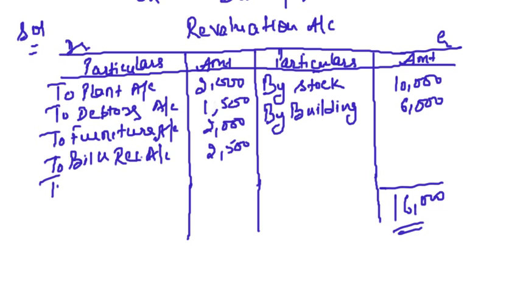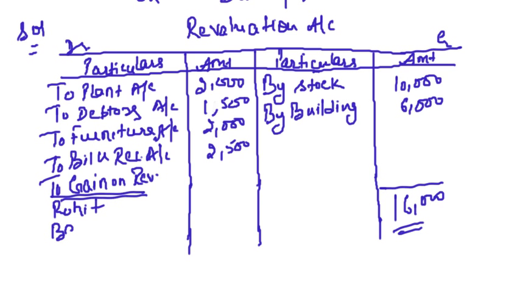So I will write to gain on revaluation. Now this gain belongs to whom? To the partners. To which partners? Old partners or to all the partners including new? Friends, this gain on revaluation belongs to only the old partners because this value appreciated or depreciated during the period when the new partner was not in the picture. So this gain on revaluation belongs to old partners in old ratio.